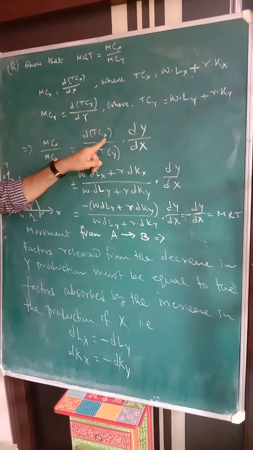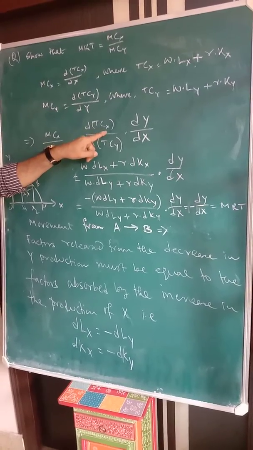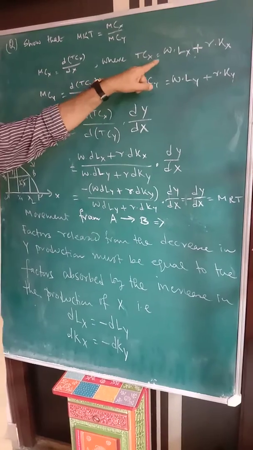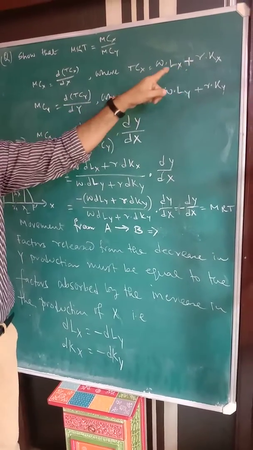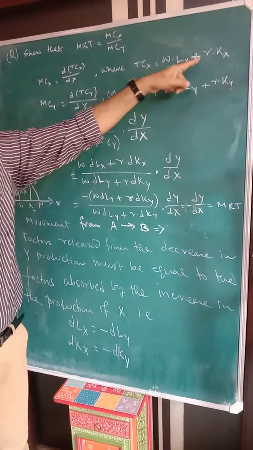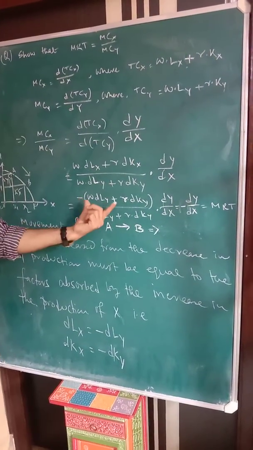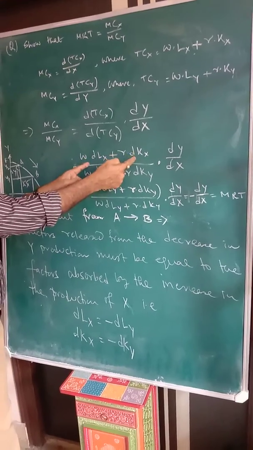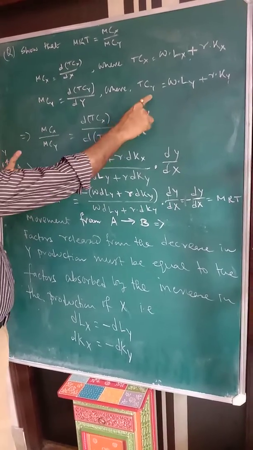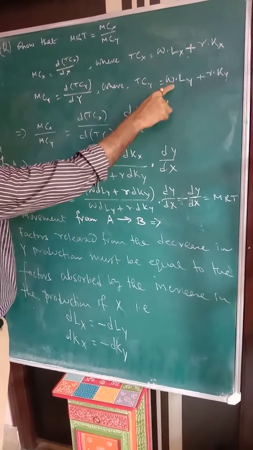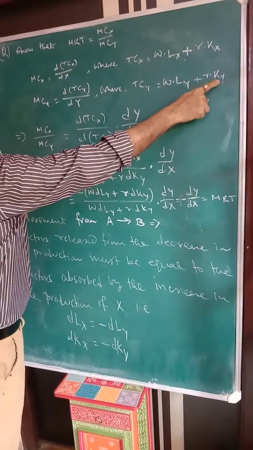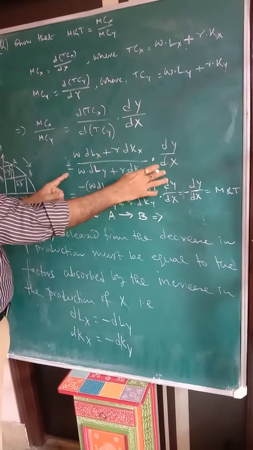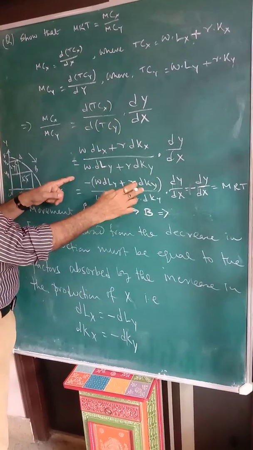Now what is dTCX? That is the total differentiation. You just make a total differentiation. dTCX: W is constant, R is constant, so it is W into dLX plus R into dKX, that is written here. In place of dTCX I have written this. Similarly dTCY, if you differentiate, is W into dLY plus R into dKY. Now you put this here, so this becomes this.